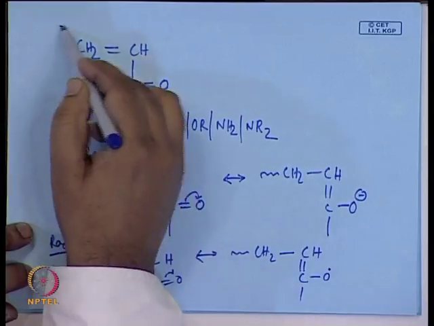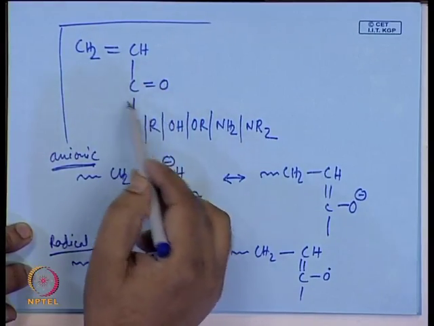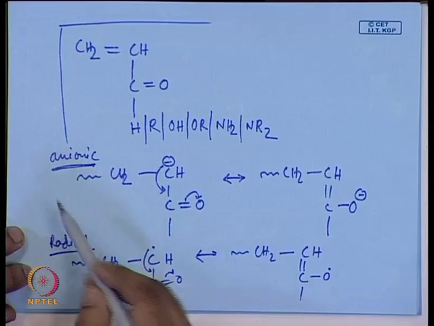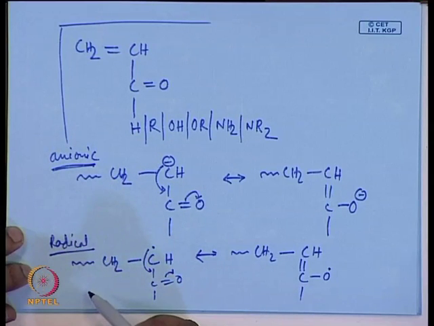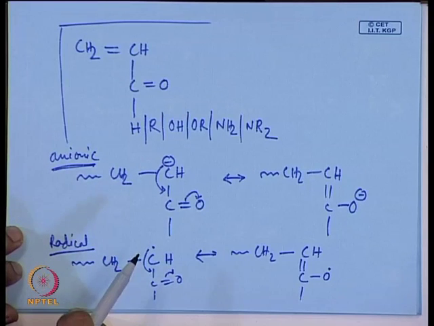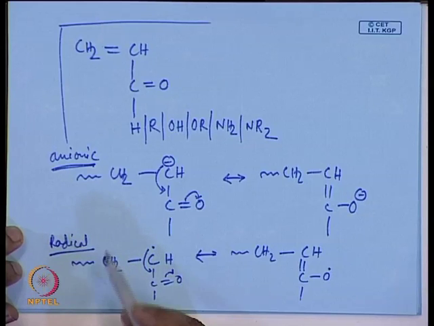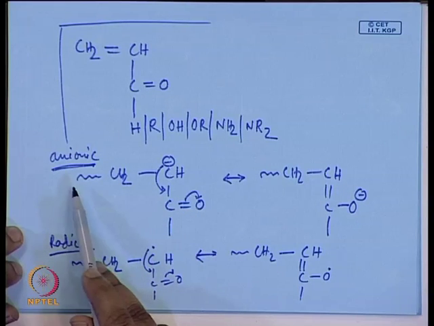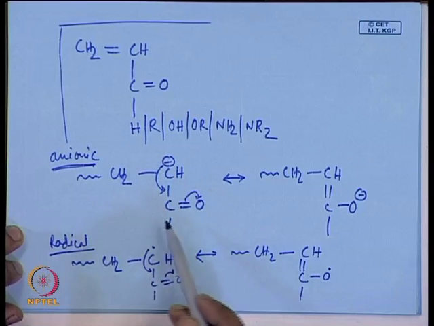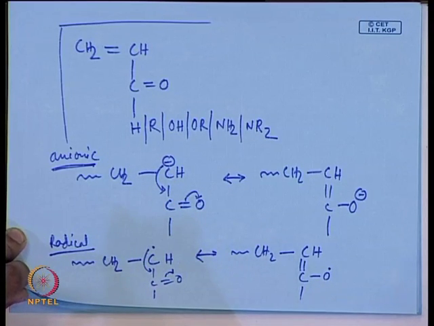Okay. So, this type of monomer which contains a carbonyl group here can easily undergo anionic polymerization, they can undergo radical polymerization, but like the earlier case, this set of monomers cannot undergo a chain polymerization initiated by a cationic species, because if you have a cationic group here, it will not be stabilized by resonance.